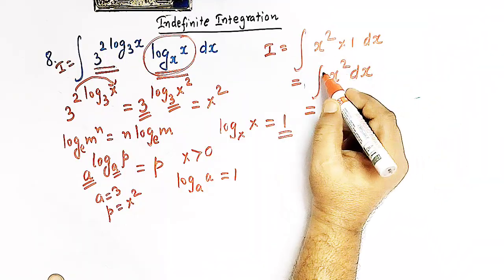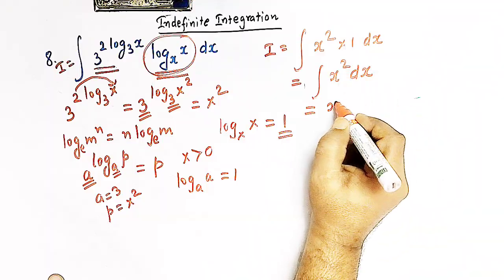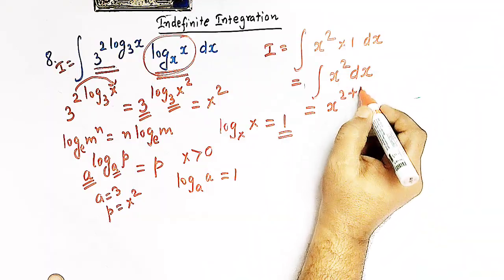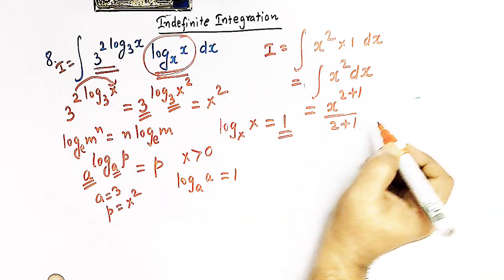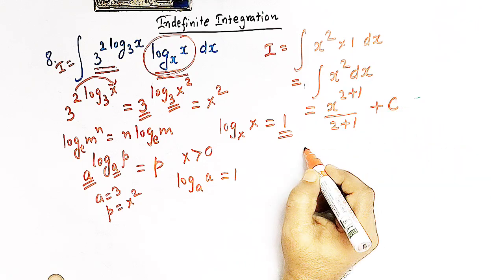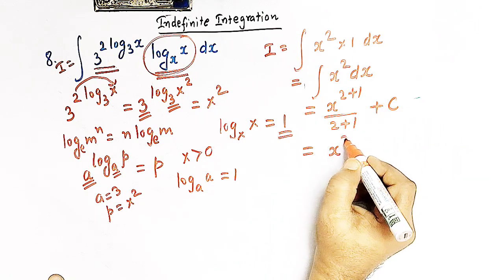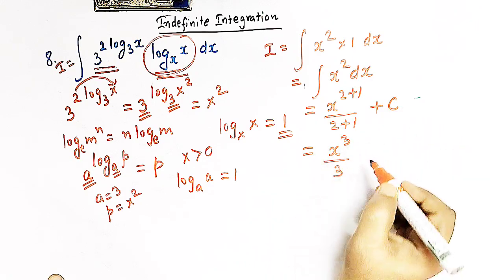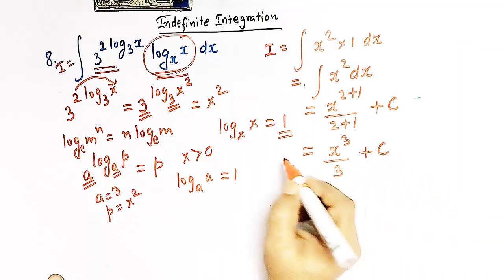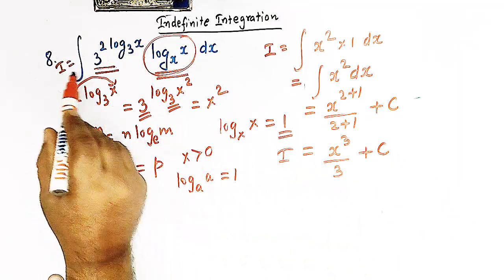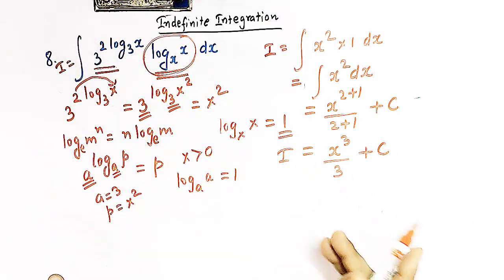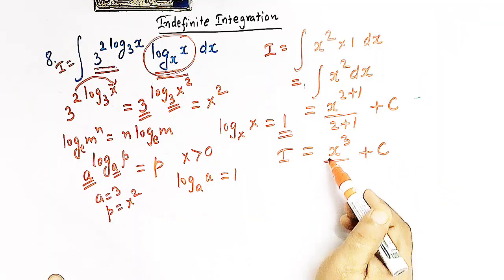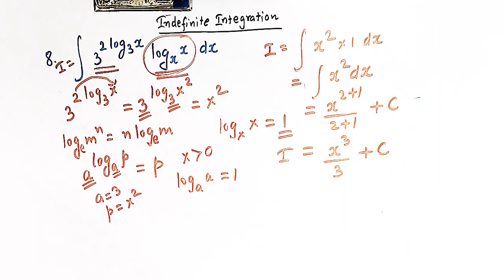Now the integral of x square is simply x raised to 2 plus 1 over 2 plus 1, and c is the constant of integration. So we have x cube over 3 plus c. So the value of this indefinite integral is equal to x cube over 3 plus c.